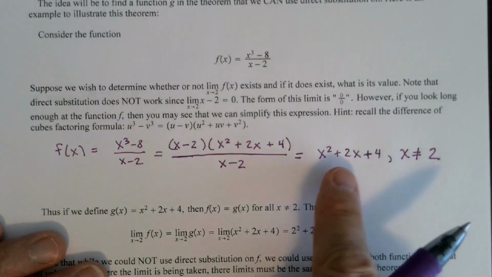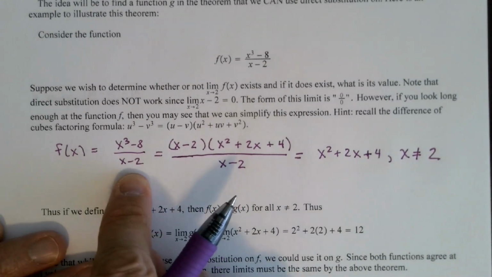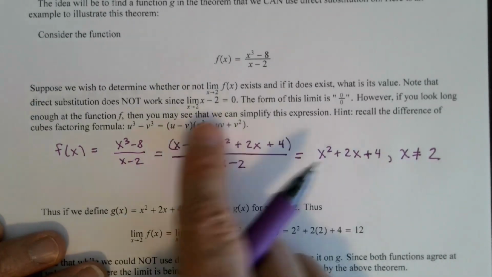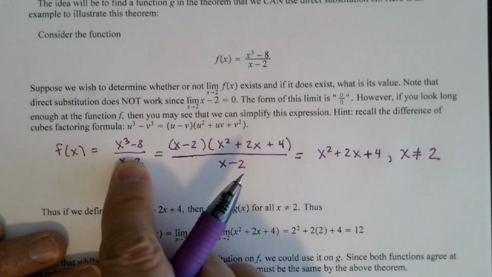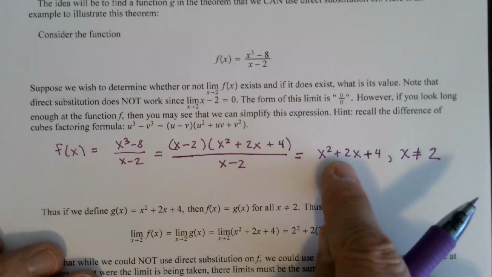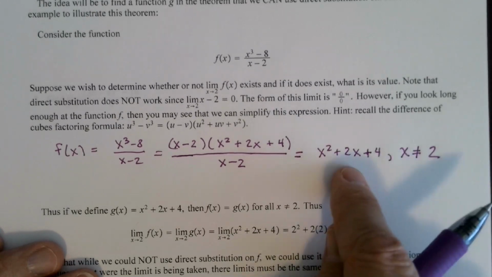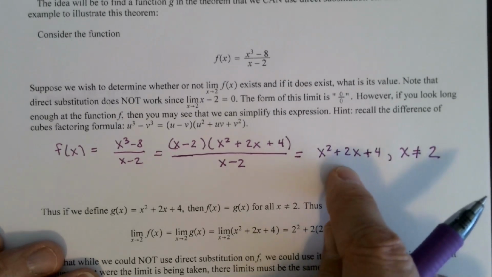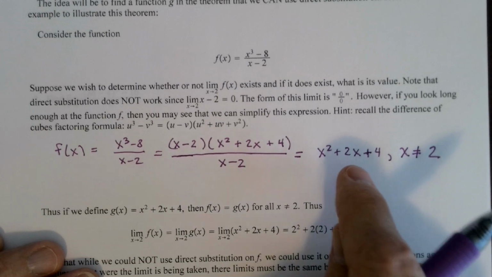Because if x is 2, well, over here, what do we get? 0 divided by 0. Well, it's just undefined, right? Division by 0 is undefined. I know we talked about indeterminate form, but that's not a real number. But over here, can I plug in x equal 2? Yeah. And that's the point.